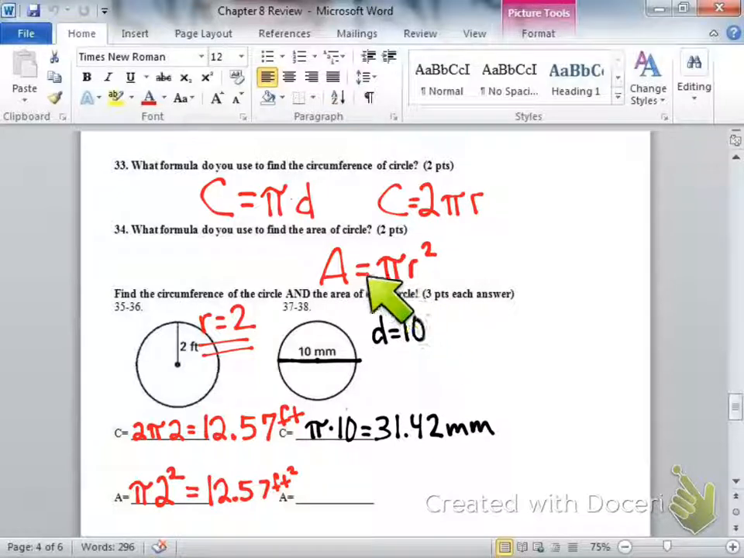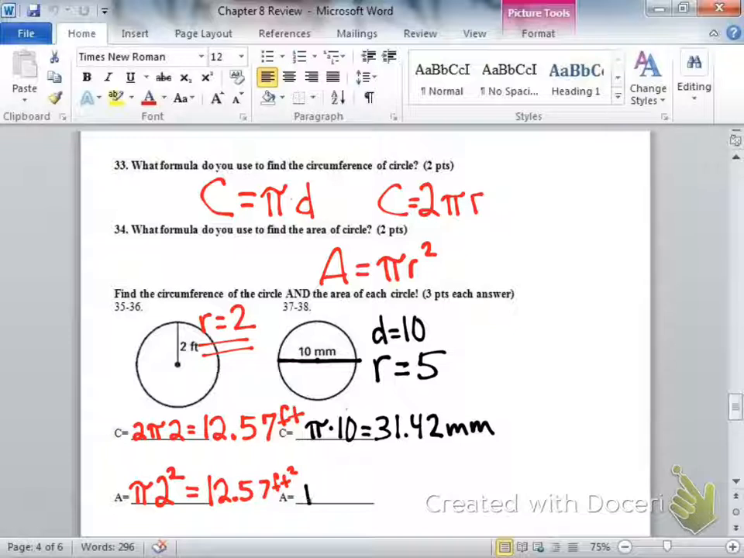Now, is it possible to use the area formula with the diameter? Yeah. Where's the D? There isn't one. So we have to find the radius first. If the whole thing is 10, what's the radius? Yeah, you just divide it by 2. So it's 5. It's real easy to find. You just can't plug 10 into the formula. You have to divide it by 2 and then plug that number in.